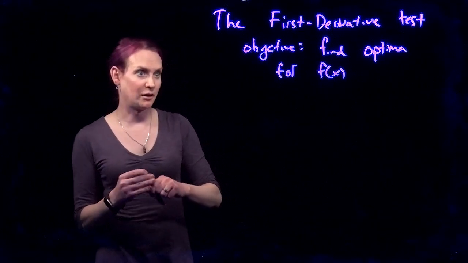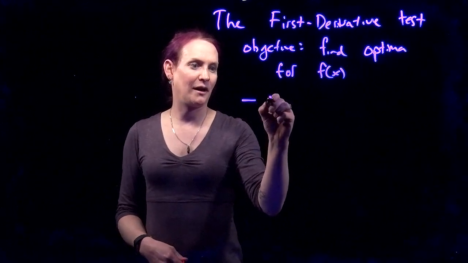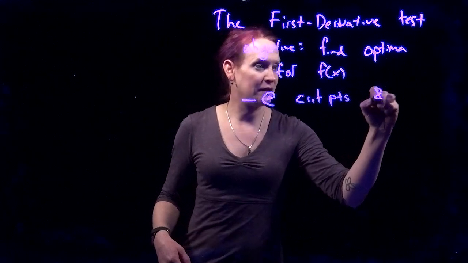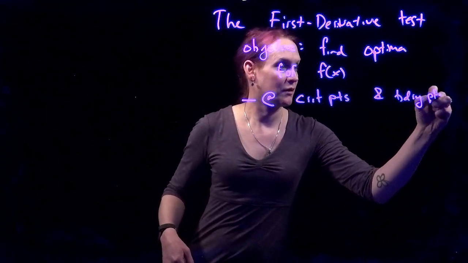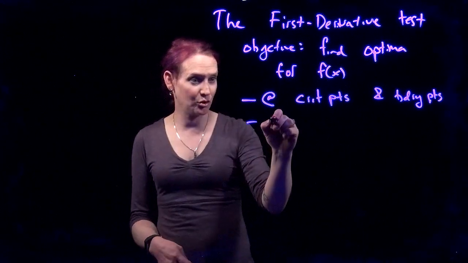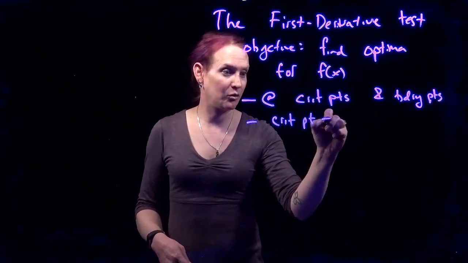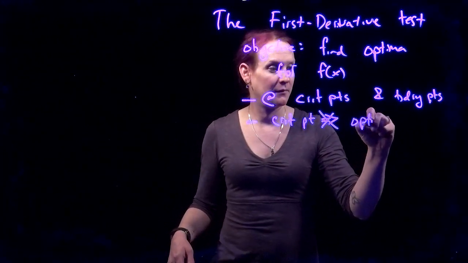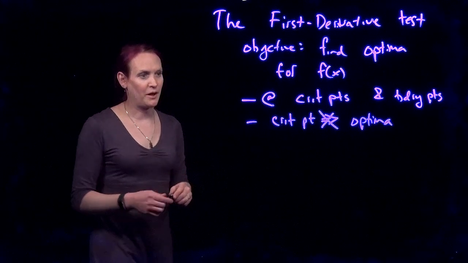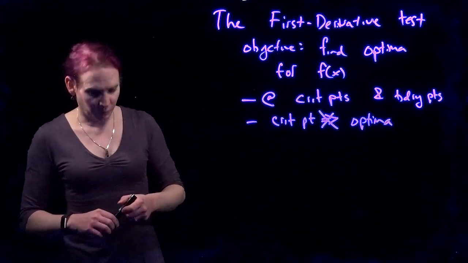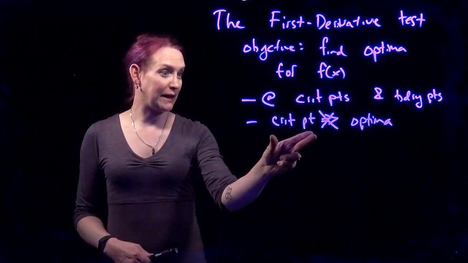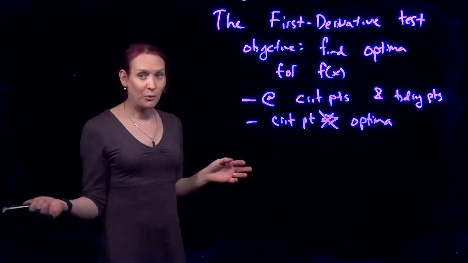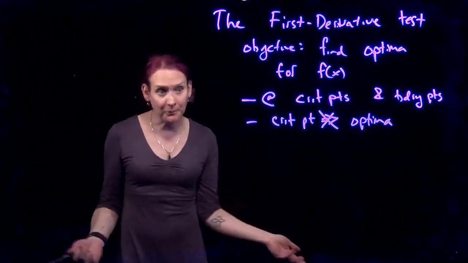As we found earlier, these are at critical points and boundary points. But it's also true, critical point does not imply optimum. So what we want to do is be able to know, if critical point doesn't imply optima, then how do I take critical points and decide whether there are optima there?